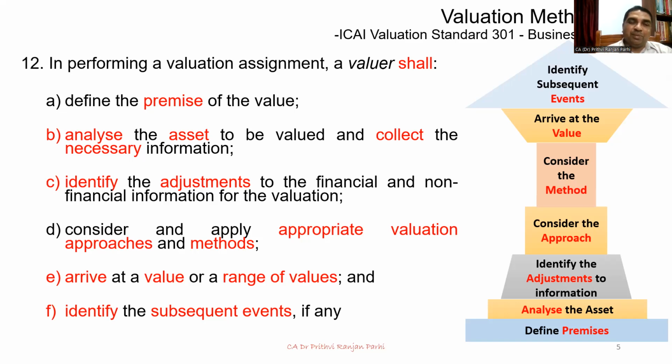So here, the challenge for the valuer is to see, in a given premises or a given set of premises, what is the most appropriate valuation approach, and under that, what is the most appropriate valuation method. It is possible that sometimes the valuer may select multiple approaches or multiple methods. After applying these approaches and methods, the valuer will be able to arrive at the value. So the next step is to arrive at the value or a range of values. When multiple approaches are applied, the valuer may end up with a range of values.